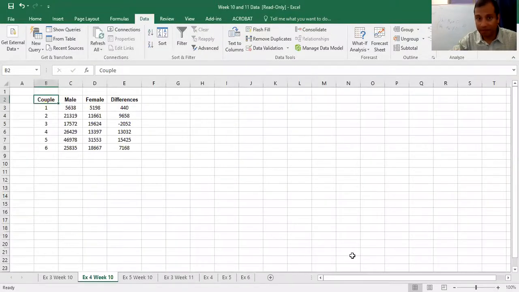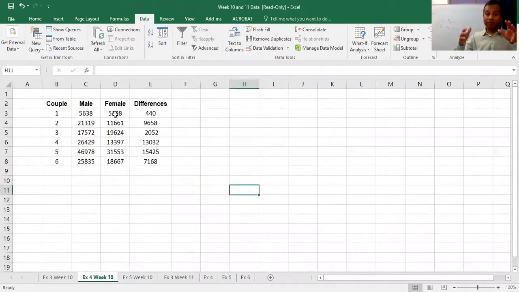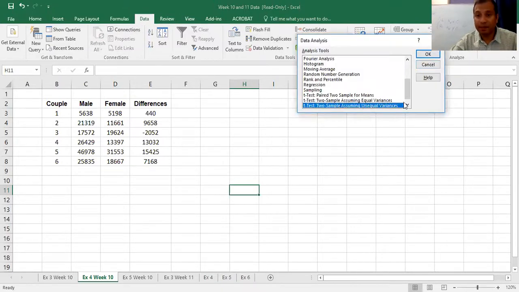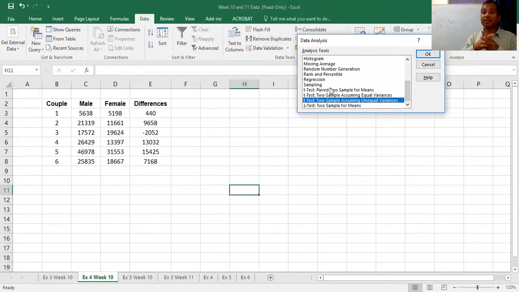Okay, so you have the differences over here, male and female and the differences. Just proceed further now. Go to Data Analysis. In this case, t-test, which one? This is not the case of two independent samples, so no need to worry or imagine independent data. It's a t-test: Paired Two Sample for Means. Select the first one, the paired one.